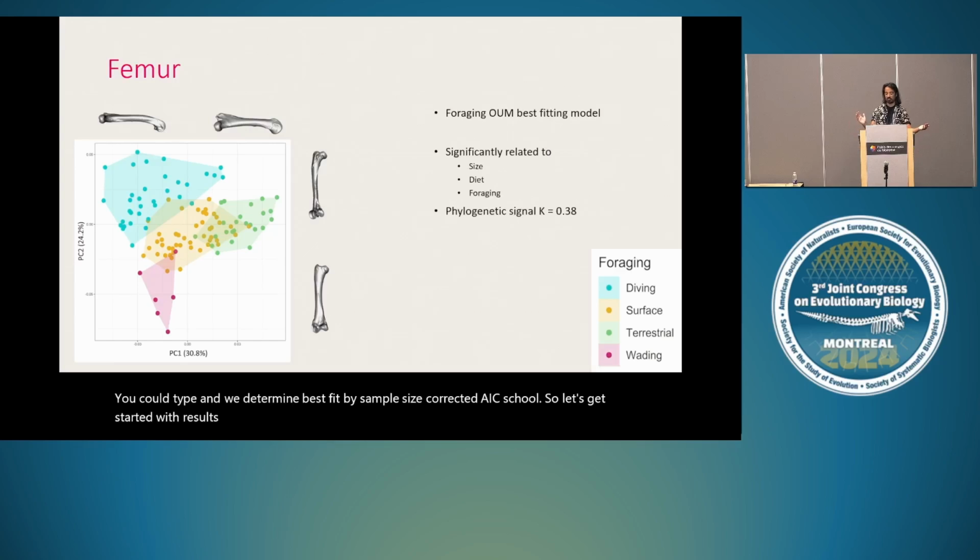For the femur, foraging was by far the best fit model, significantly related to size, diet, and foraging, but interestingly not the combined ecotype. But you can see there's pretty good separation in the morphospace, which is surprising considering they're just femurs.